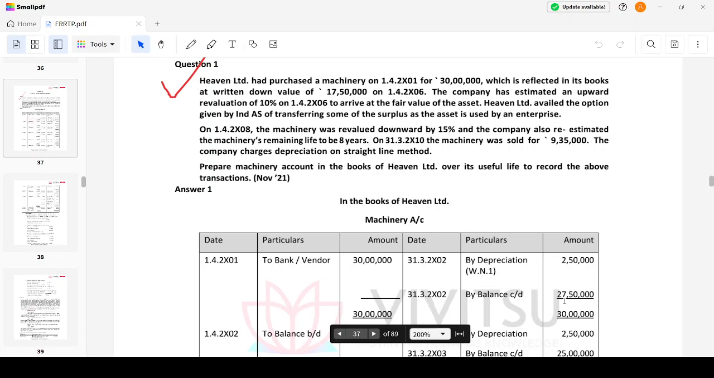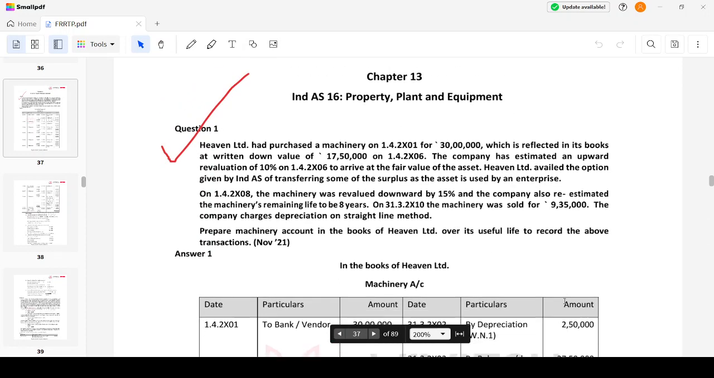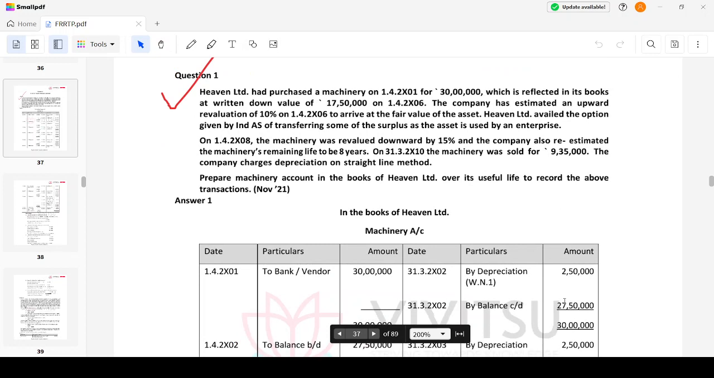So today we are going to start with Ind AS 16, which is nothing but Property, Plant, and Equipment, one of the favorite standards of almost everyone, right?